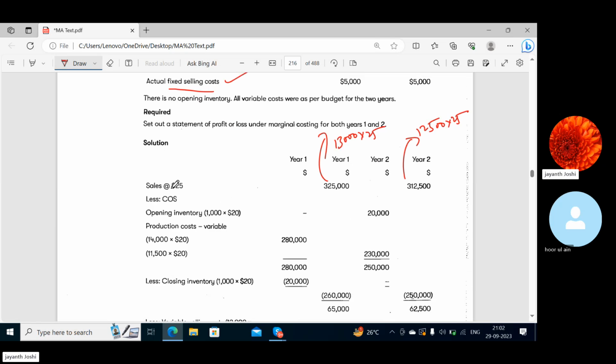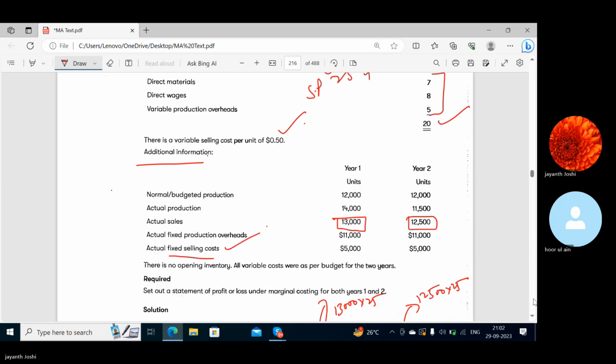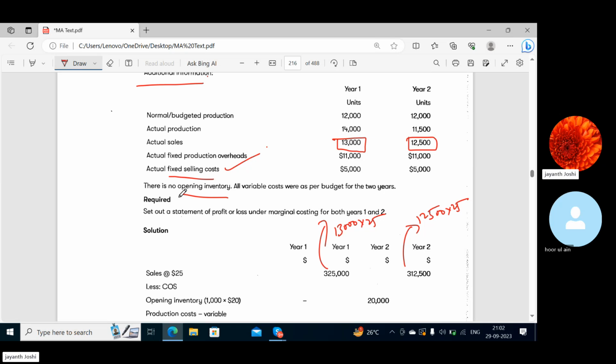Then comes the cost of sales. Cost of sales starts with opening inventory. So what was the opening inventory you had? There is no opening inventory, all variable costs were as per budget. Okay, there's no opening inventory here.